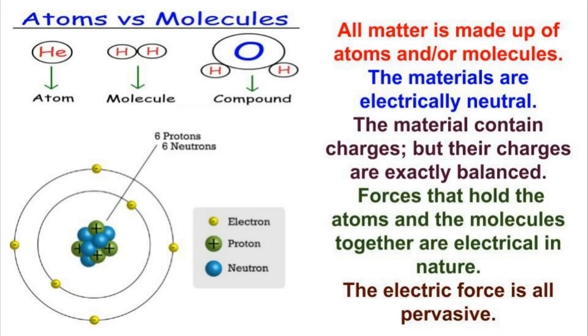The materials contain charges. Helium atom is there, hydrogen molecule is there, but inside the atoms of helium and the hydrogen molecule, there are charges, but their charges are exactly balanced. Helium contains positive charges and negative charges. Hydrogen molecule is also containing positive charges and negative charges, but the net charges are exactly balanced.